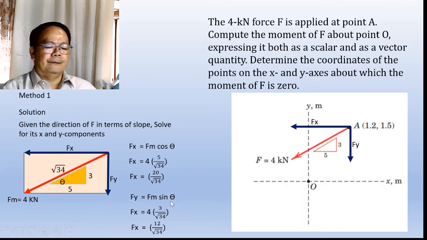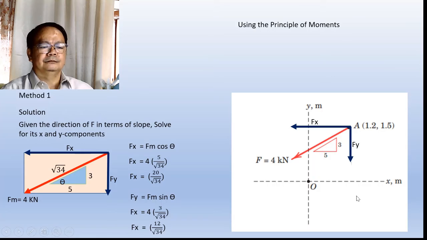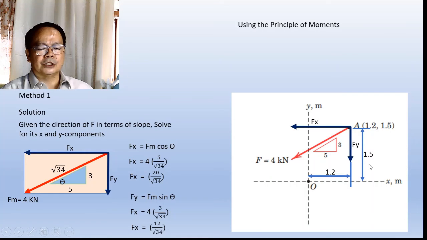Then, let us show this F sub x and F sub y here so we can apply our principle of moments. We see here that if this is point A, the moment arm of this F sub y will be equal to 1.2, while the distance of this F sub x from the axis O will be 1.5, coming from the coordinate. Right? Now, if we are going to use the principle of moments, how do we apply it?